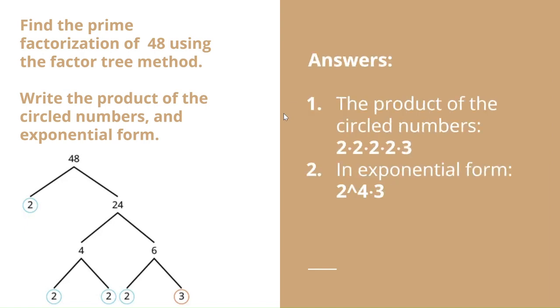The answer for the product of the circled numbers is 2 times 2 times 2 times 2 times 3, and the exponential form is 2 to the power of 4 times 3. And if you want to check your answer, 2 times 2 is 4, 4 times 2 is 8, 8 times 2 is 16, and 16 times 3 is 48.